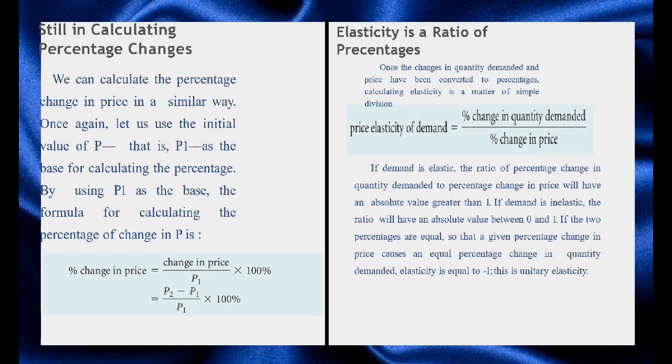If demand is inelastic, the ratio will have an absolute value between 0 and 1. If the percentages are equal, so that a given percentage change in price causes an equal percentage change in quantity demanded, elasticity is equal to negative 1. This is unitary elasticity.